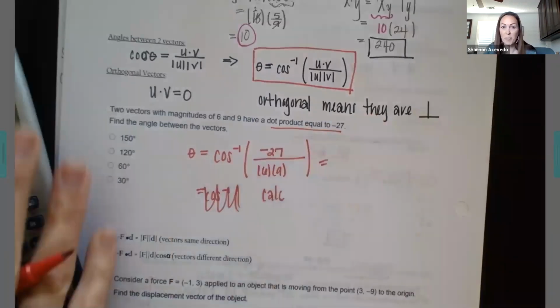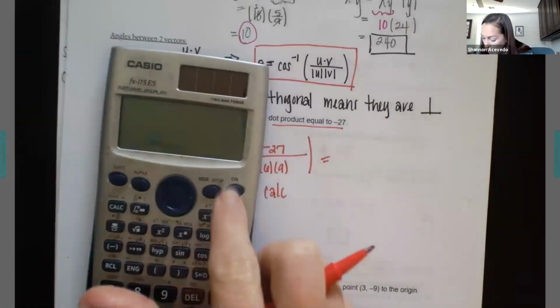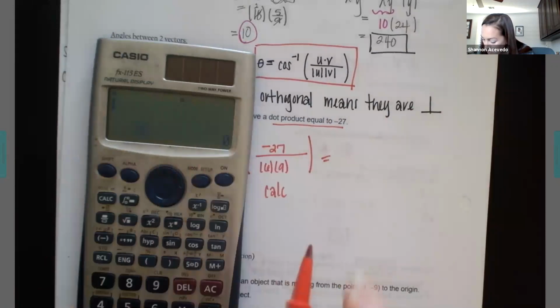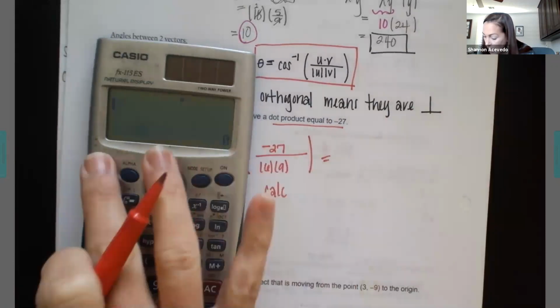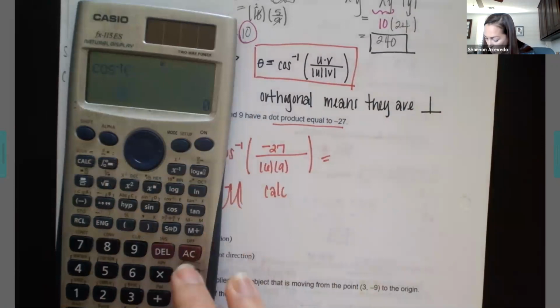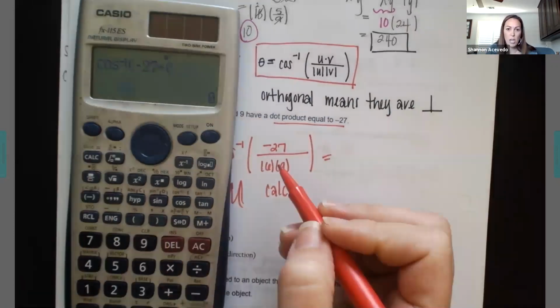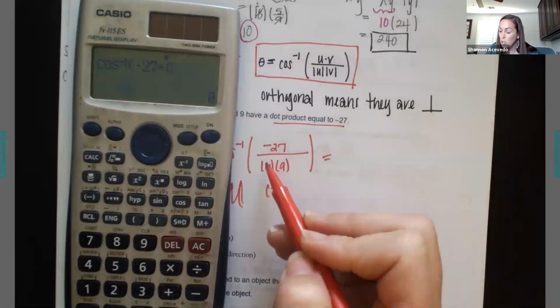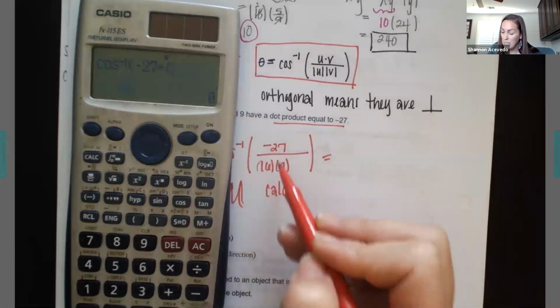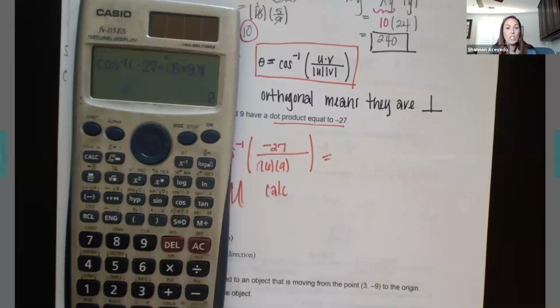So I would go to my calculator, make sure I'm in degrees. I'm in degrees. I would do shift cosine inverse, and I would do negative 27 divided by, hopefully you know 6 times 9, but again, if it was numbers that you didn't know, if I'm going to put it all together, make sure you put parentheses around this quantity. So I would do my 6 times 9 all together. If you just do negative 27 divided by 6, it's going to take that value and then multiply it by 9. So you get the wrong answer. So be careful.